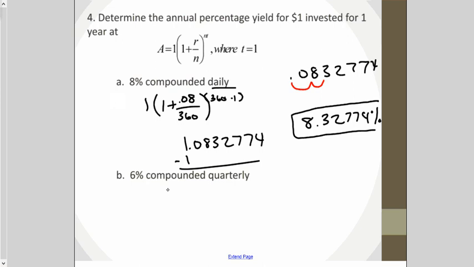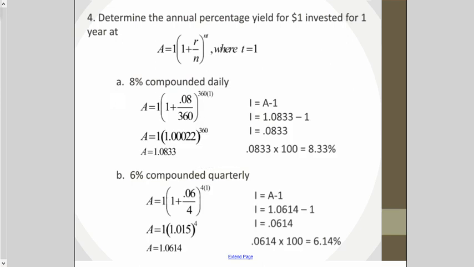Why don't you try it, get your numbers written down, get them plugged into the calculator, and I'm going to show you the answer in 3, 2, 1. Here's the answer that I got. About 6.14%. You can round to whatever's appropriate in the problem. Okay, so there's the numbers. Take a look at it. Make sure they make sense.